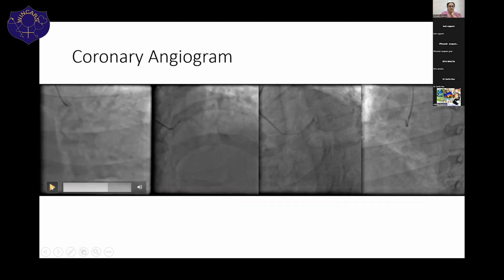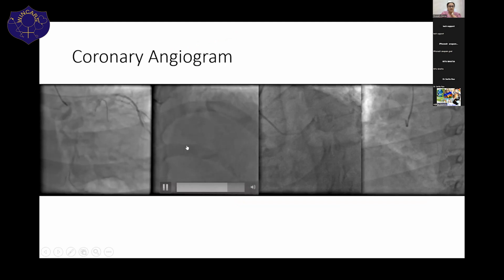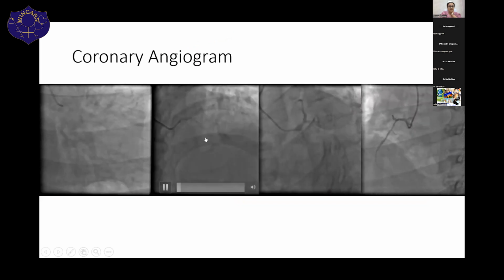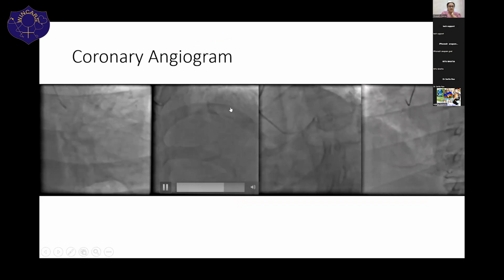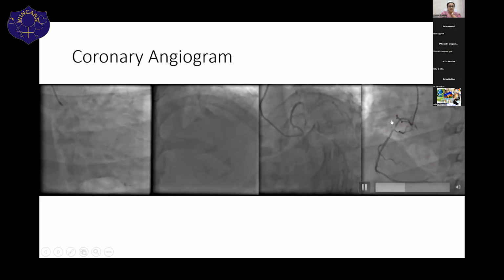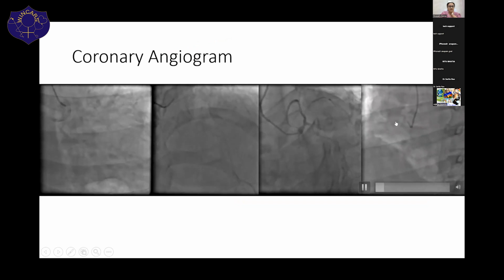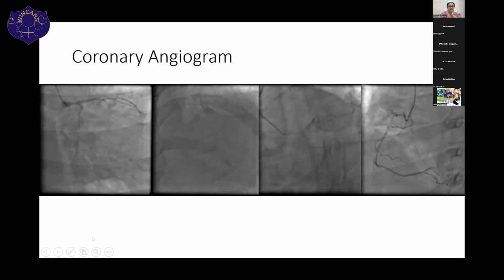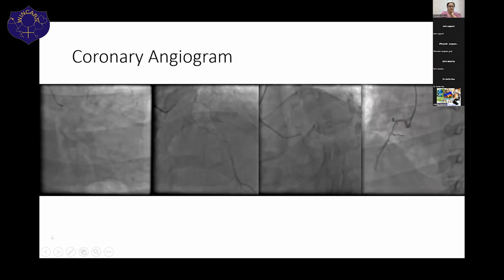So you can see that there is osteal occlusion. You can see that there is a disease in the shaft of the left main. You can see that there is a diagonal disease and LAD disease. And you can see that there is right coronary disease. So first we fixed the right coronary lesion. We finished the right coronary angioplasty. And now what is the plan?